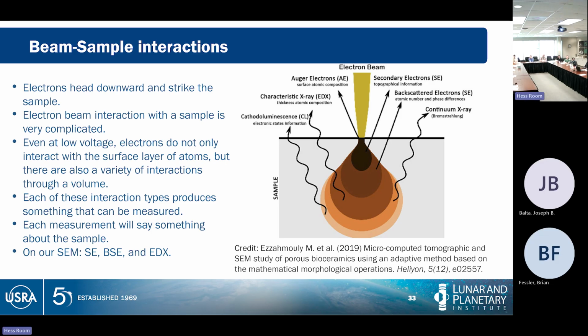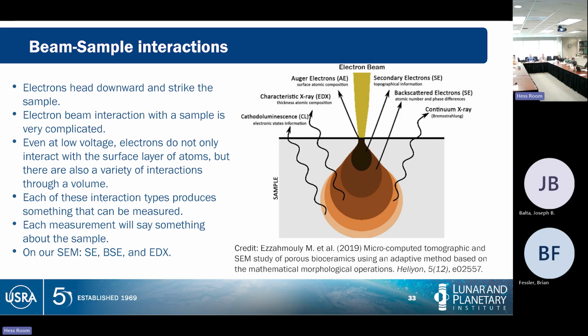Electrons do not only interact with the surface. Even at low voltage, there is an activation volume that is generated. The beam comes in, strikes the sample, and electrons go some distance into the sample. While it is doing that, it produces a variety of responses. This gives the SEM some of its power because you get multiple responses from a single electron beam. And each measurement will say something about the sample.